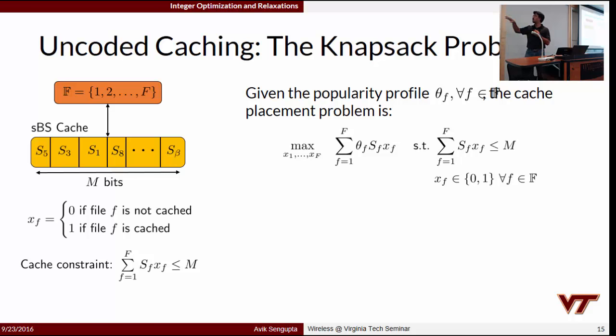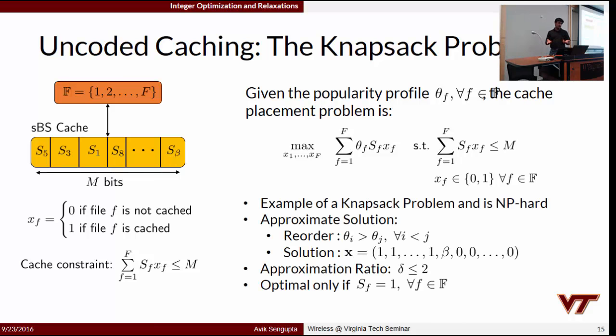And we will go to the next part of the talk and we'll see why this is a good choice for an optimization function, like an objective function. And obviously the constraints are the cache constraint and the placement constraint. But this is an example of a knapsack problem, as I said.